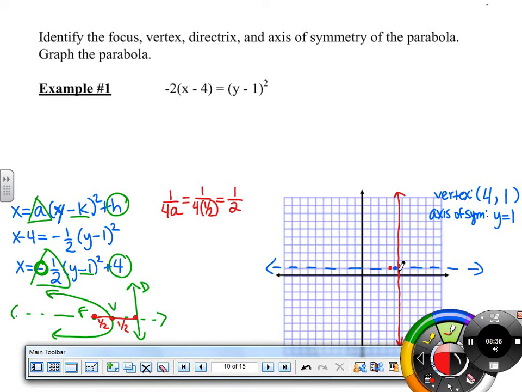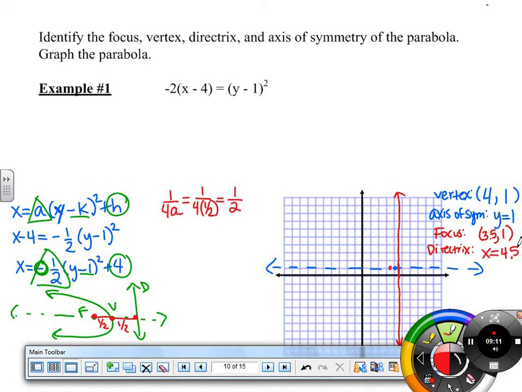So everything's set up on here, and then let me go ahead and label those. The focus point, notice, has the same y coordinate as the vertex, but it's 1/2 a unit to the left. So if the vertex was at 4, this is half a unit before it, so it would be at 3.5. And for my directrix, it's a vertical line, so its equation is going to be x equals, and it's taking place half a unit after the vertex, so at 4.5.